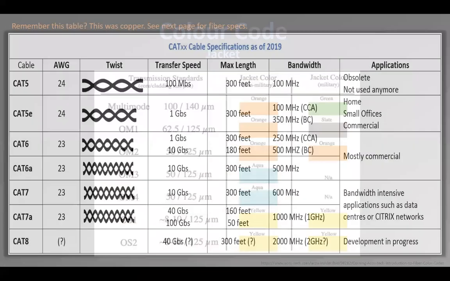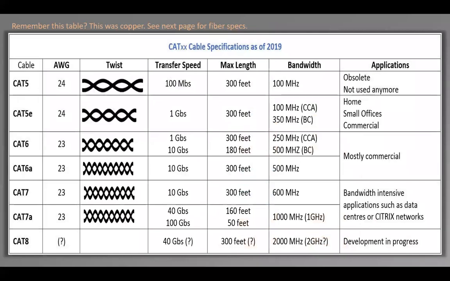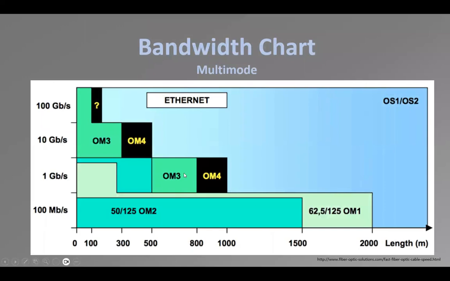Now, remember this chart? This was copper, and we cut 5E. Notice maximum length, 300 feet. No more than 300 feet, depending on how fast you want to send the data, the transfer speed. Some of them can only be run so short in order to accomplish a certain data transfer speed. But for the most part, the maximum length would be 300 feet, not even meters, feet. So it's about 100 meters. Well, here's a chart for the optical fiber.